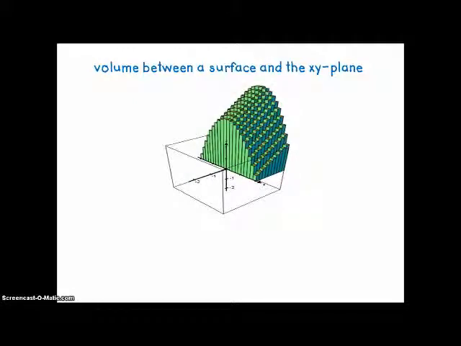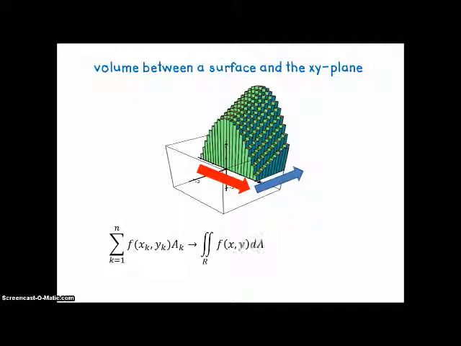So now here we have another example, and to get the exact volume, we're not going to bother with any approximations. We're going to integrate along the x-axis and then take that result and integrate parallel to the y-axis. And so our summation turns into a double integral over the region.